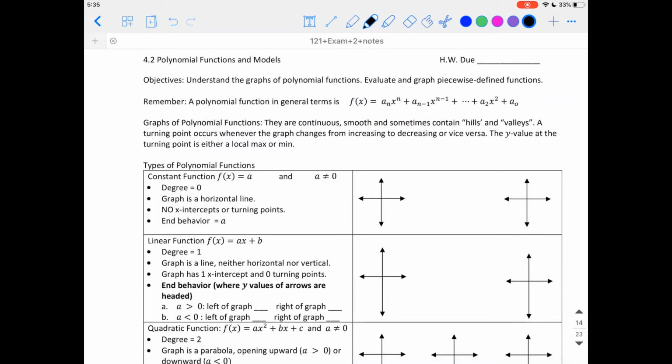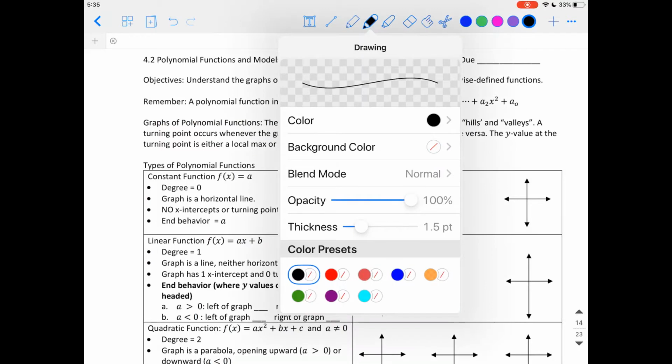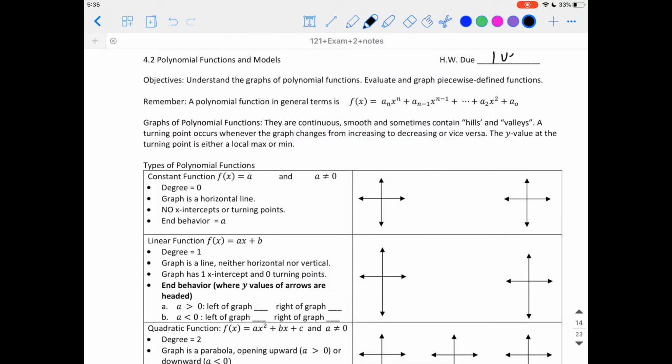Now we're going to go over some general characteristics of polynomial functions. So here, just a reminder, this is the general form of a polynomial function. This is the highest power. This is our constant, and this right here is the leading coefficient.